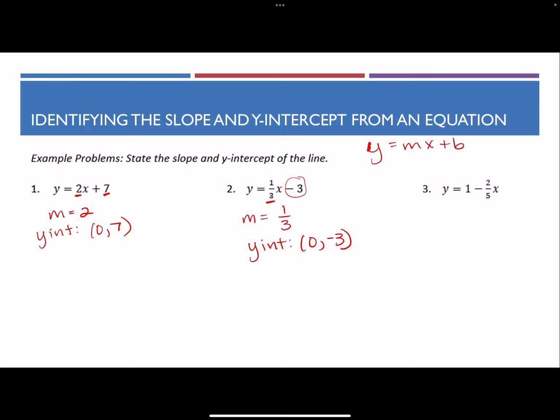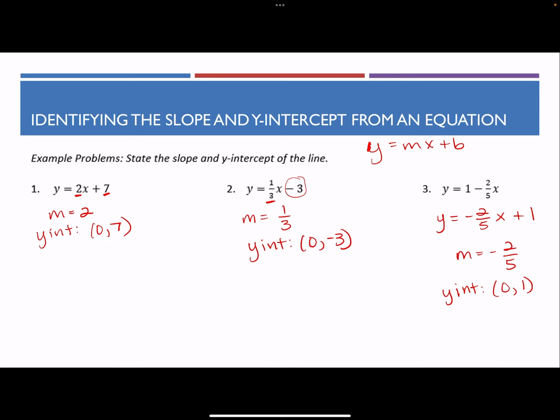Number 3, this is not quite y equals mx plus b. I can reorder the 1 and the -2/5x to be y is equal to -2/5x plus 1. Now my slope is in front of the x, -2/5, and my y-intercept is the point (0, 1).